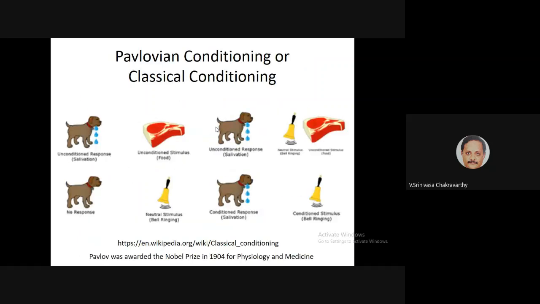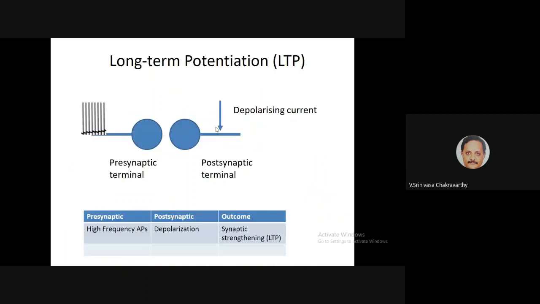Pavlov's experiments are from the really late 19th century. Pavlov got a Nobel Prize in 1904, whereas Hebb's book was from the middle of the 20th century. So in the 1960s, experiments were performed just to see if something like this actually happens near real synapses. In this experiment, they took synapses from the hippocampus, a part of the brain which is involved in memory activities. They activated the presynaptic site using high frequency current impulses, which emulates a high frequency volley of action potentials.